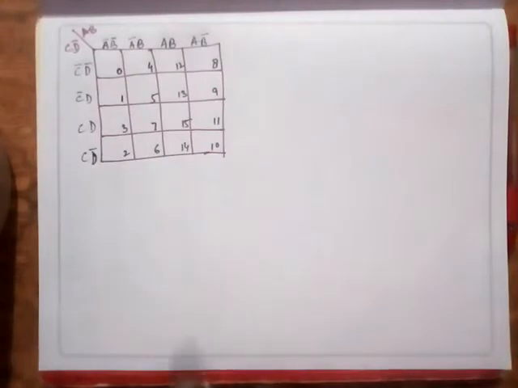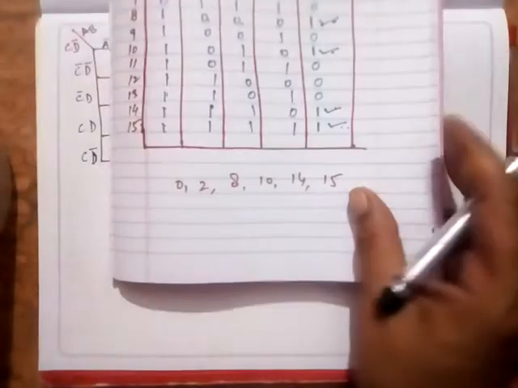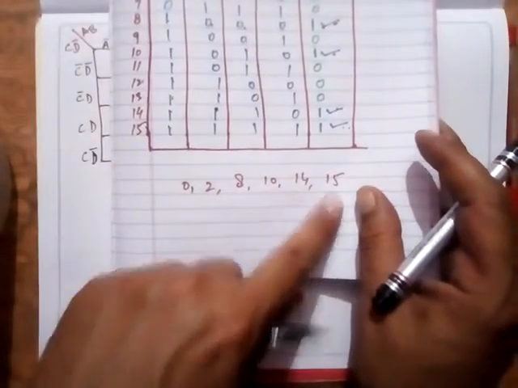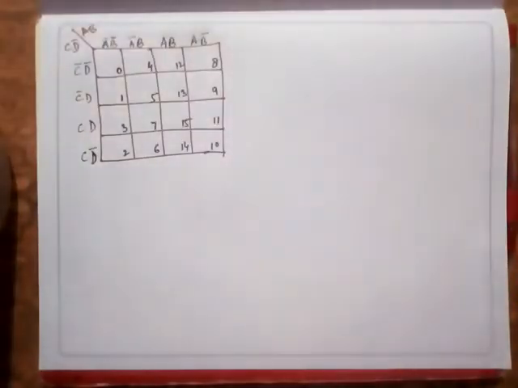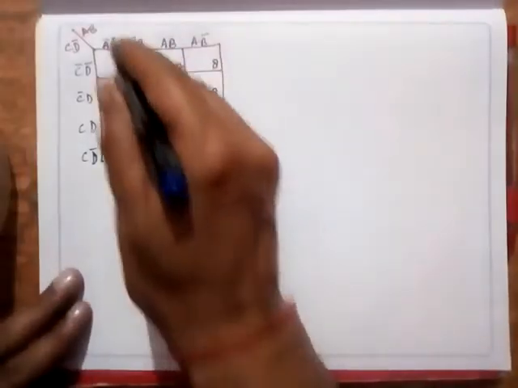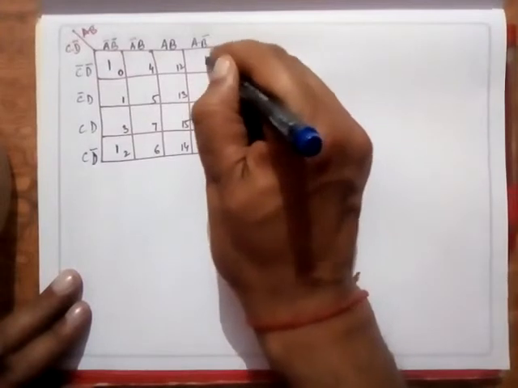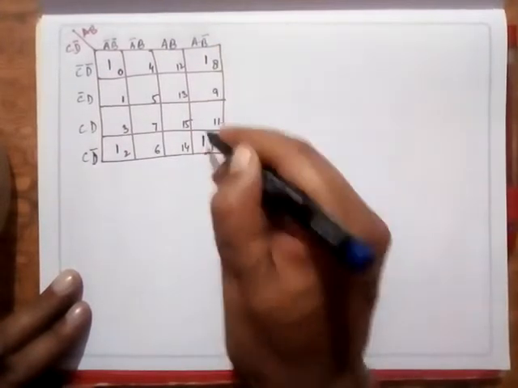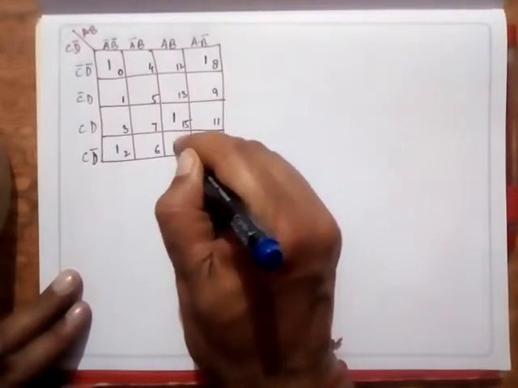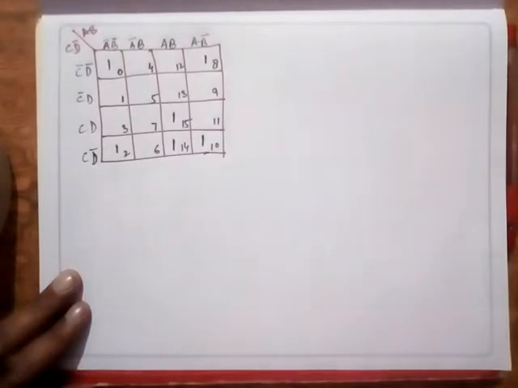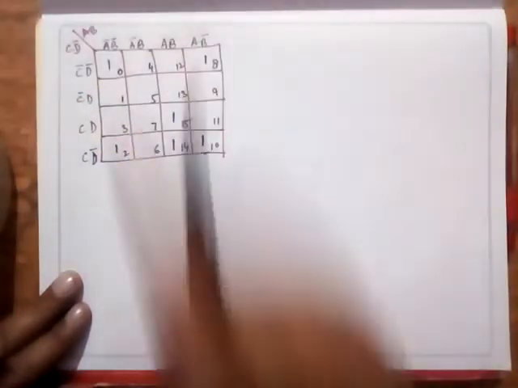And now at what positions do we have min terms? I have written 0, 2, 8, 10, 14 and 15. So I substitute a 1 here at these min terms: 0, 2, 8, 10, 14 and 15. Now the point is to minimize this. I want to minimize this.